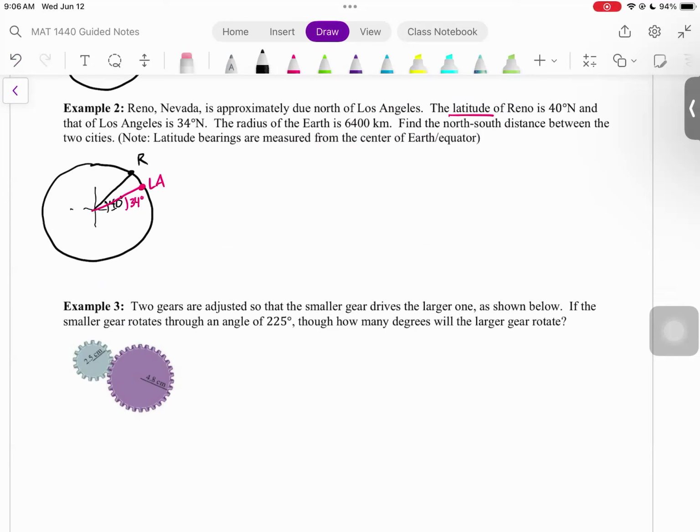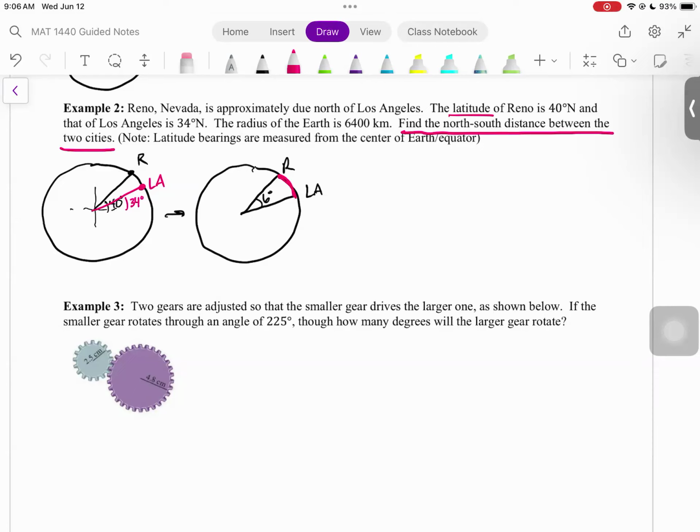So I'm going to redraw this picture to take out some of the extra information we don't really need. We've got Reno here. We've got LA here. And if we use those two bearings that we were given, we can see that the angle between Reno and LA is going to be 6 degrees, since Reno had 40 degrees and LA was 34. If we subtract 34 from 40, this is our 6-degree angle. What we're looking for is the north-south distance between the two cities, so what we're really looking for is this distance.